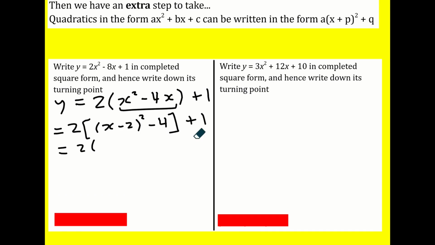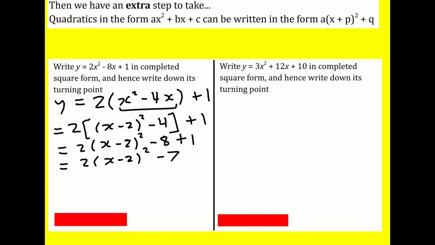You can see that just on the top right is how we want it. We're not quite there. So it's going to be 2 lots of x minus 2 all squared. And then I need to do 2 times minus 4, so it's going to be minus 8 plus 1. Let me just tidy up that x. And we're basically there: 2 lots of x minus 2 squared, minus 7. We've got it in completed square form.